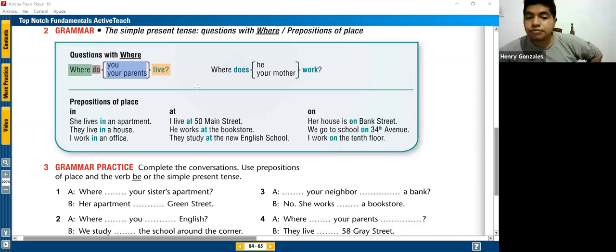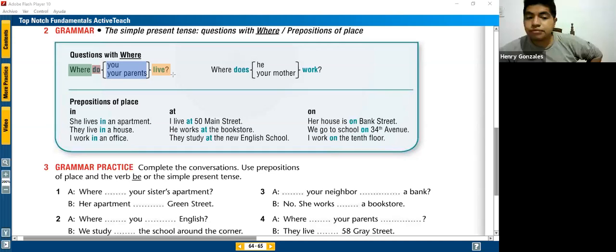Es decir, algunas preguntas llevan complemento, complements. But in this case, it's not necessary. So, for example, where do you live? That's all. Where do you live? ¿Dónde vives?